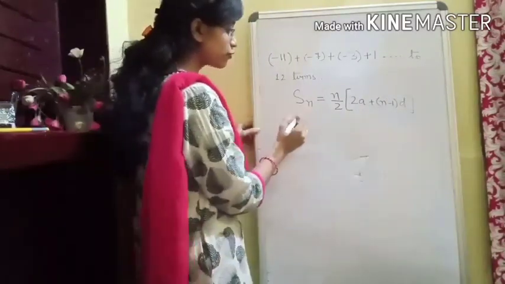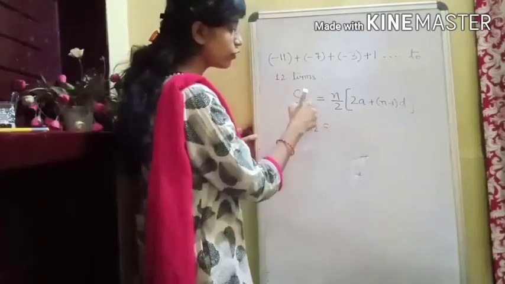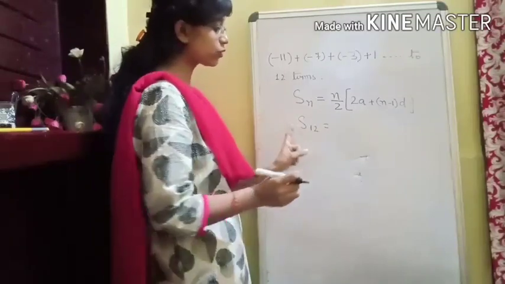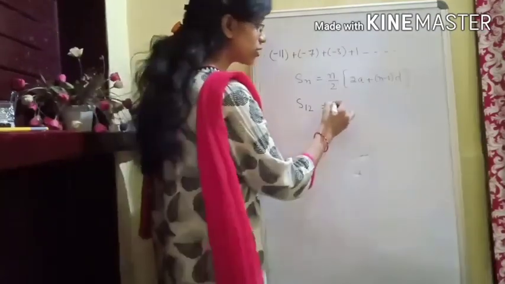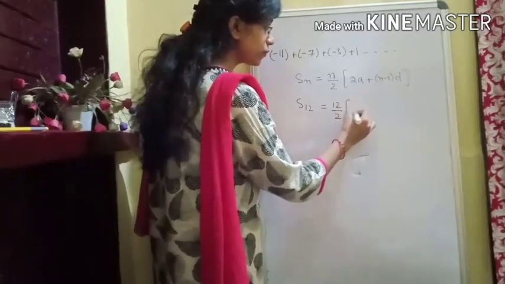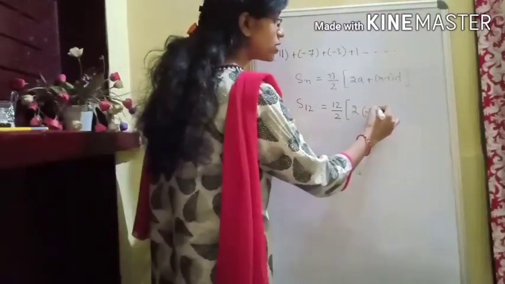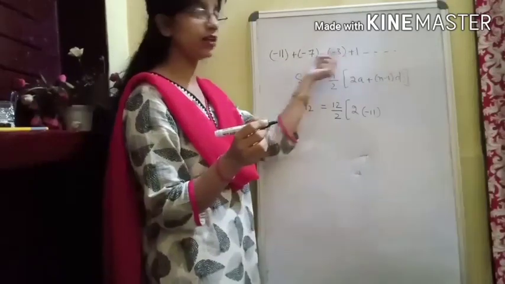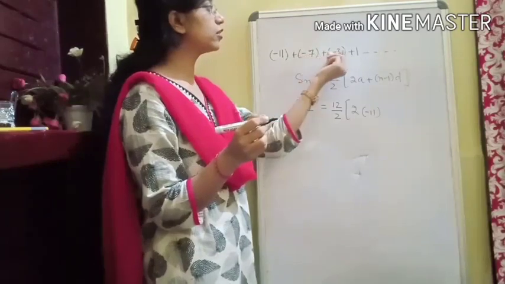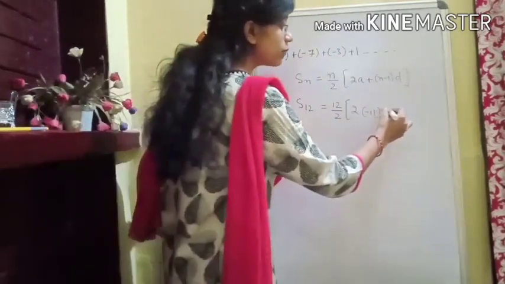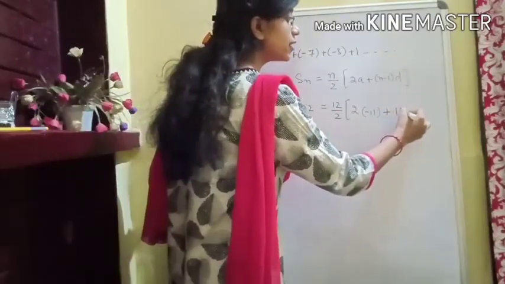Now let's put the value. We have to find out the sum of 12 terms, so it will be S12. The value of n is 12. Now here it is n by 2, so that is 12 upon 2, into 2 into a. A is our first term, that is minus 11. We will take the terms as they are given, with the sign. So it is minus 11 first term, second term would be minus 7, third term would be minus 3, plus n minus 1. N is our 12, so 12 minus 1 will be 11, and into d.